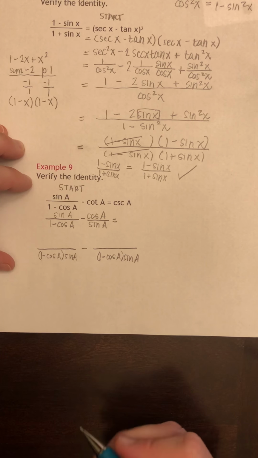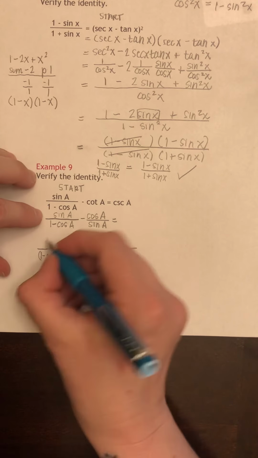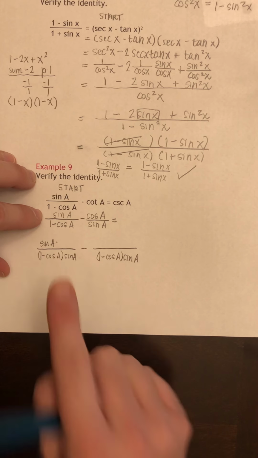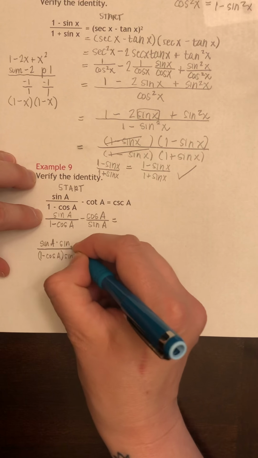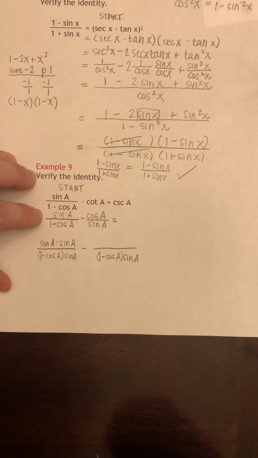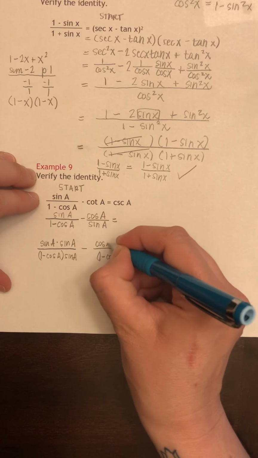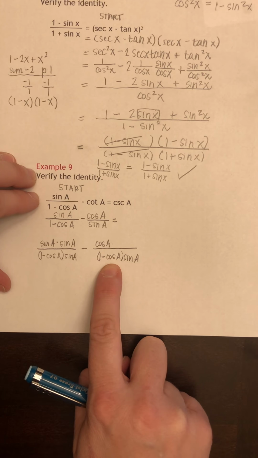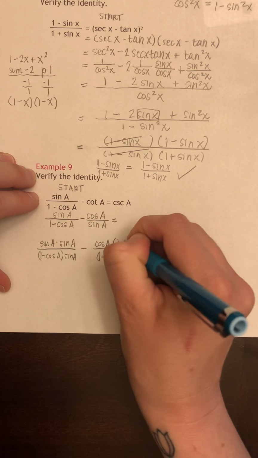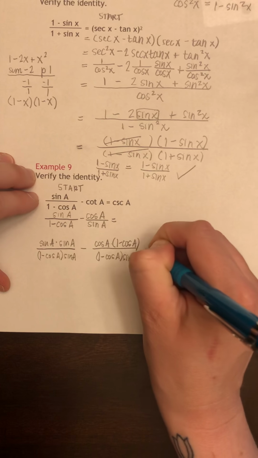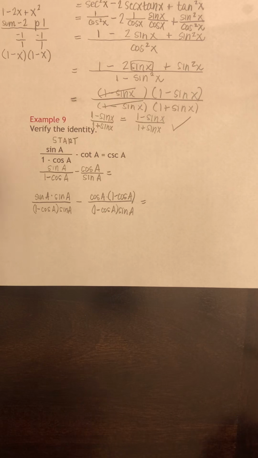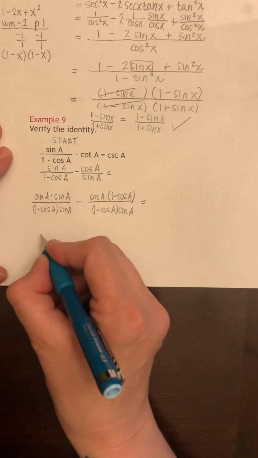All right, so fraction number 1. Already had a sine A up in the numerator, but we have now multiplied the denominator by sine A, which means we are also going to multiply the numerator by sine A. Fraction number 2 already had a cosine A in the numerator, but we had to multiply the denominator by 1 minus cosine A, so we will be doing the same exact thing to the numerator. So far we're just working on getting that common denominator. So now I have a common denominator.